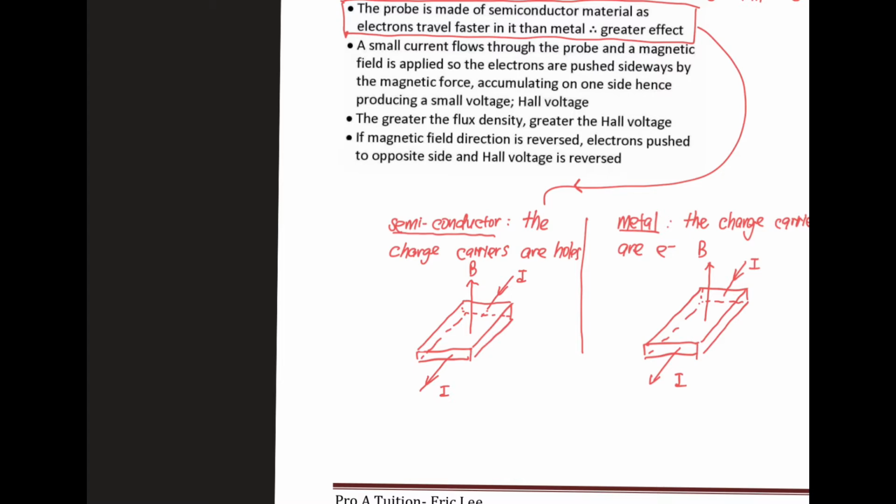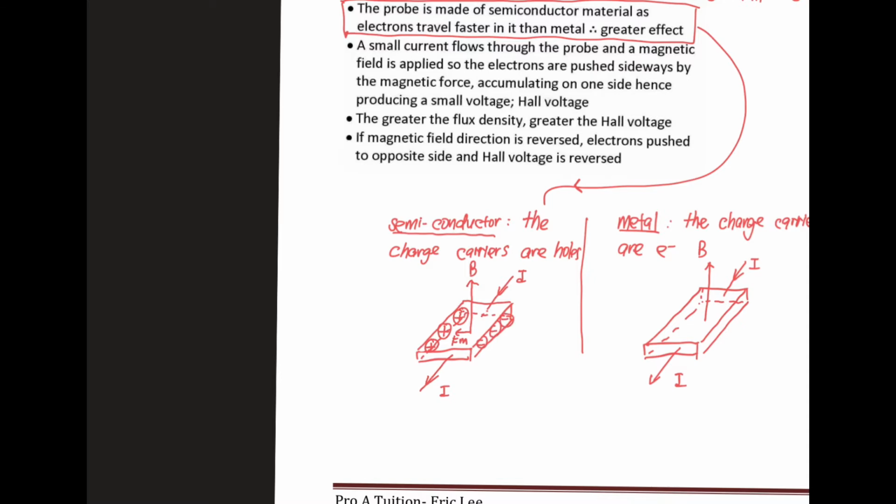For semiconductors, I already explained it. If you use Fleming's left-hand rule, the magnetic force is this way. The charge carriers are holes. Holes are the positive charge, so they will follow the magnetic force and the positive charge gathers on the left-hand side. So this side becomes negative.